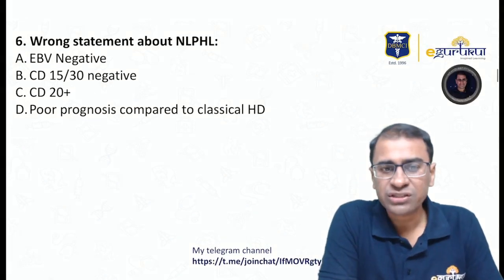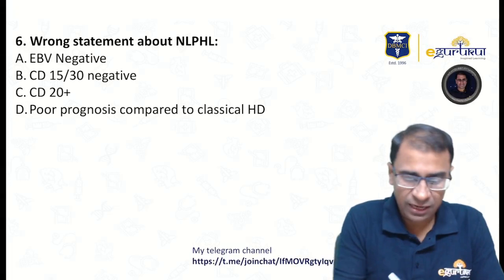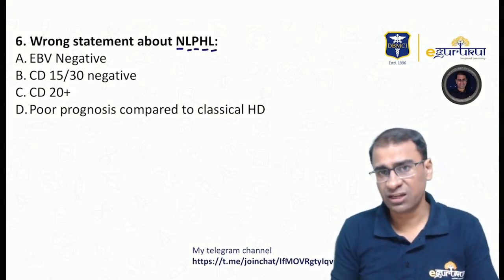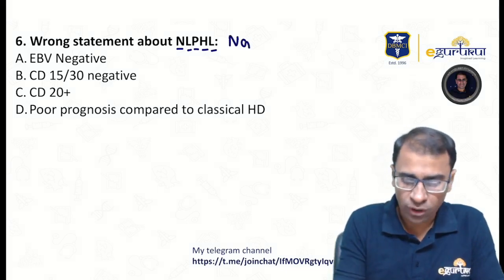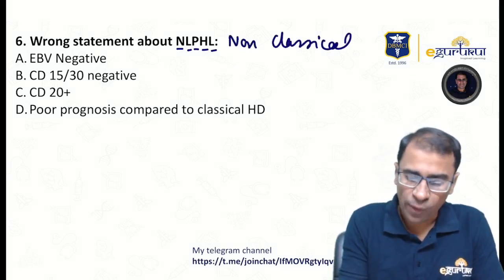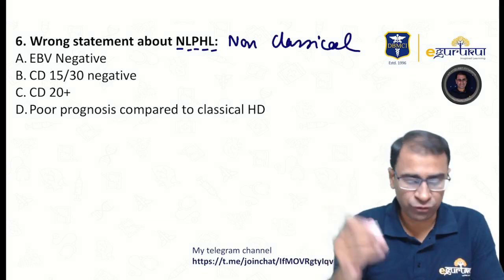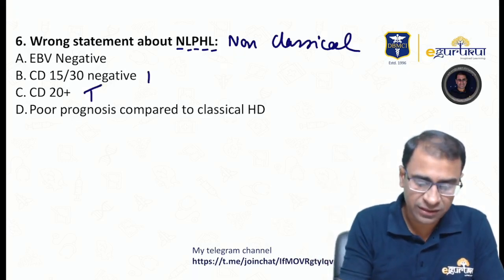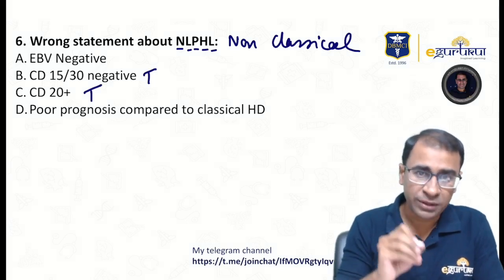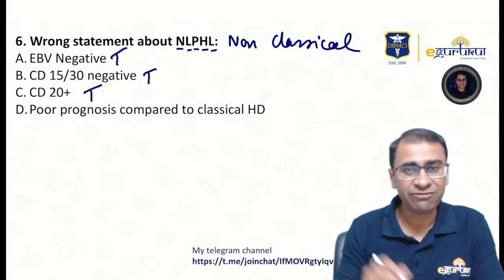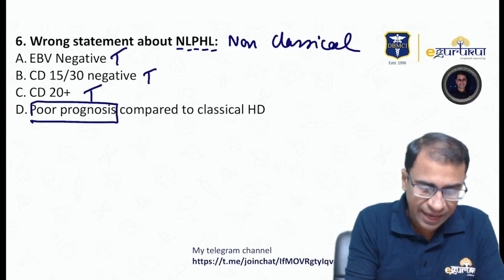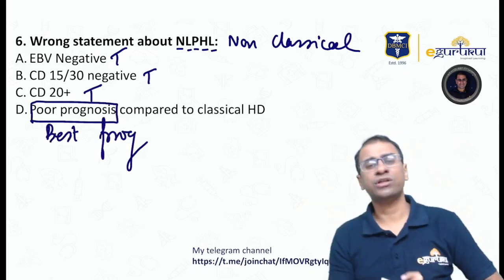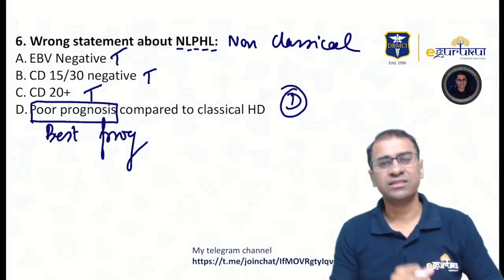Okay. Wrong statement about NLPHL. So what is NLPHL, guys? It is nodular lymphocyte predominant Hodgkin lymphoma. Is it classical or non-classical? Remember, it is non-classical Hodgkin lymphoma. So when I say non-classical, you already know a few facts. It should be CD20 positive. Yes. CD15 and CD30 negative. Yes. They should be Epstein-Barr virus negative. Yes. And I told you this has the best prognosis in comparison to any Hodgkin's lymphoma. So correct answer is D.